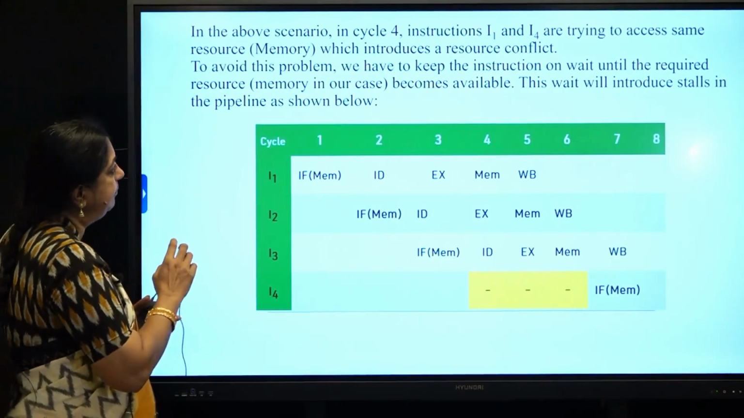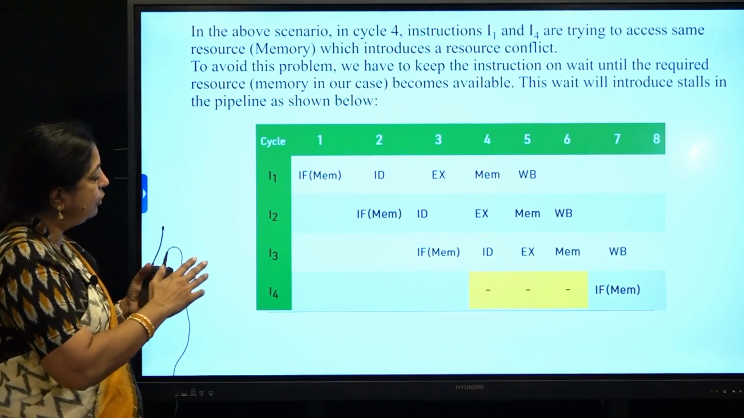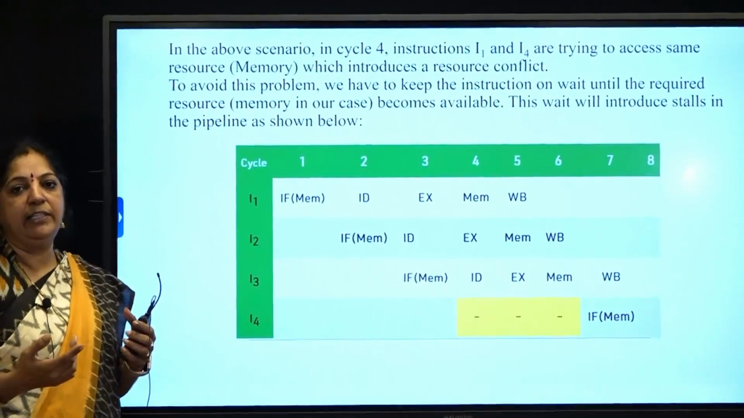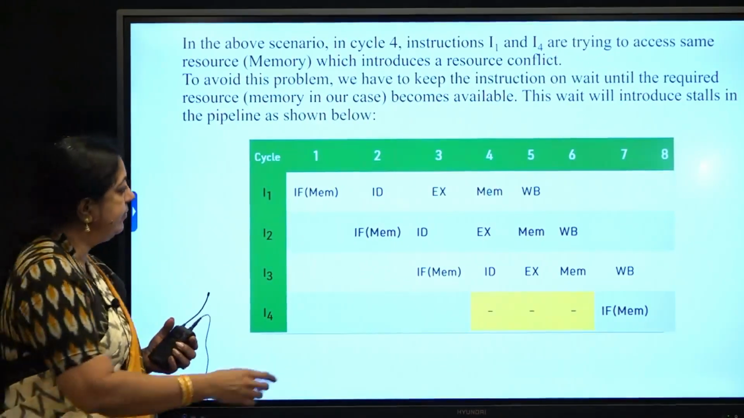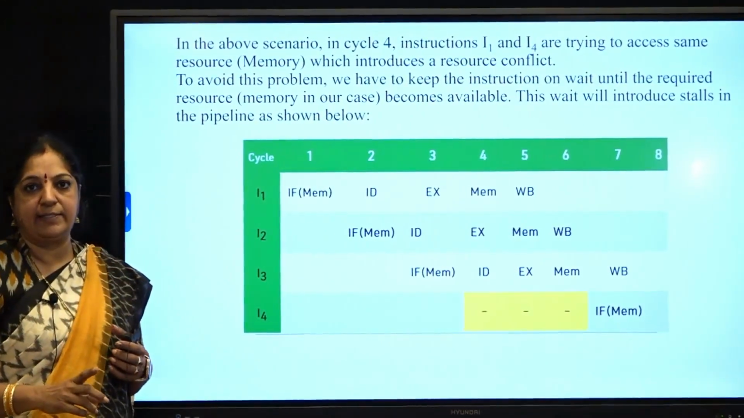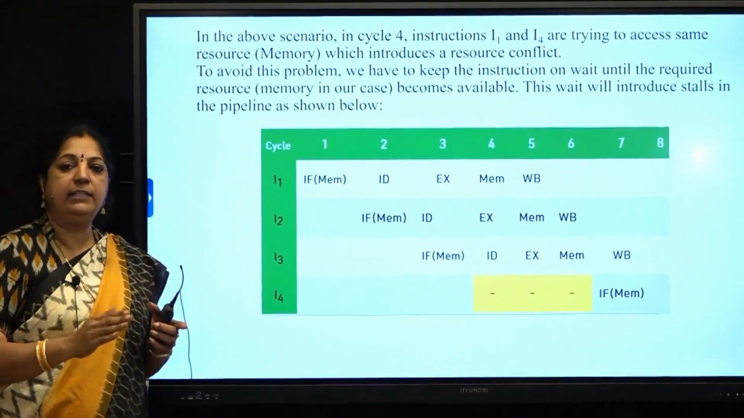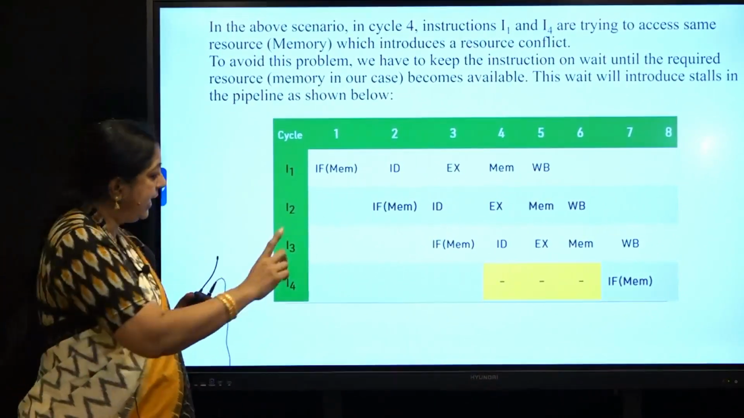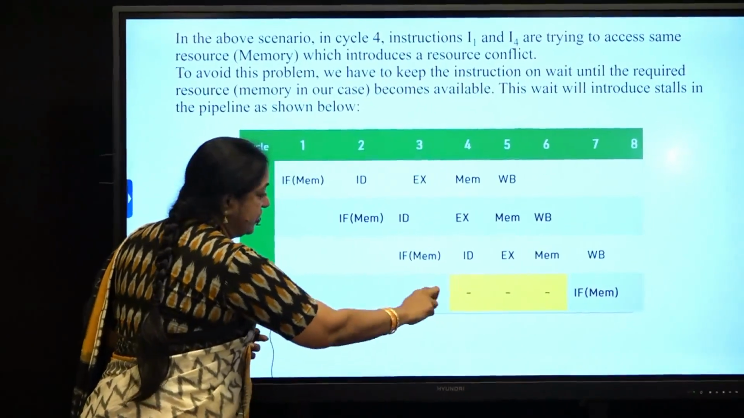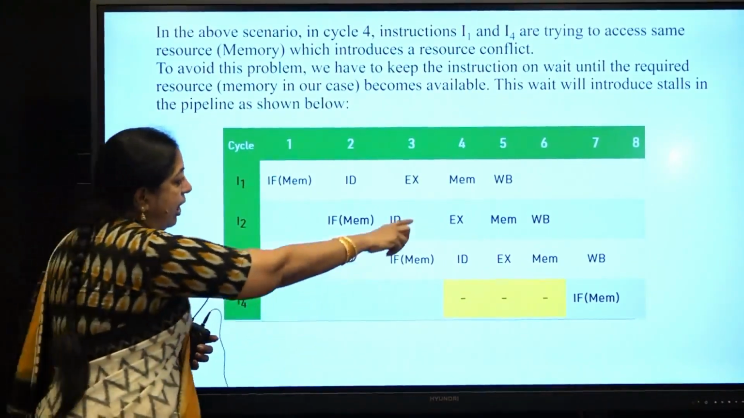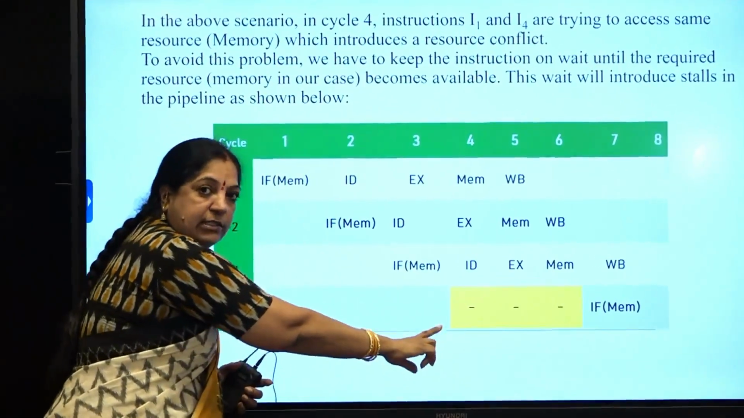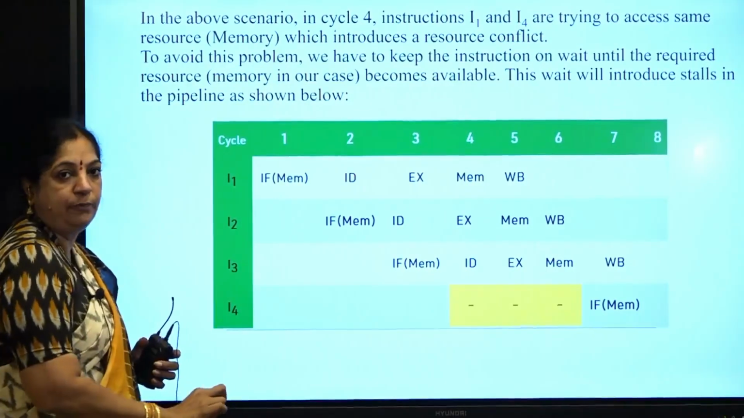So here you can see how to overcome that, how we can avoid that. One way of avoiding or overcoming that limitation is, if the same resource is to be accessed, we will wait till that resource is free. At each and every time, actually here we have to take the fetch instruction of the 4th instruction, but memory is already in use. So we will delay, we will not take this cycle for instruction 4.